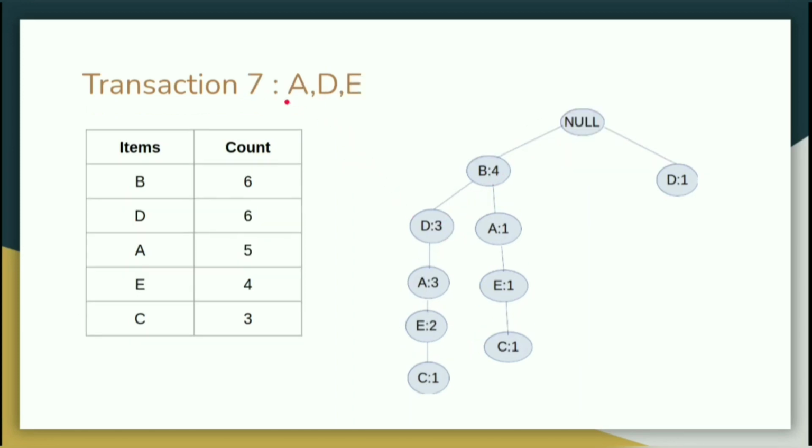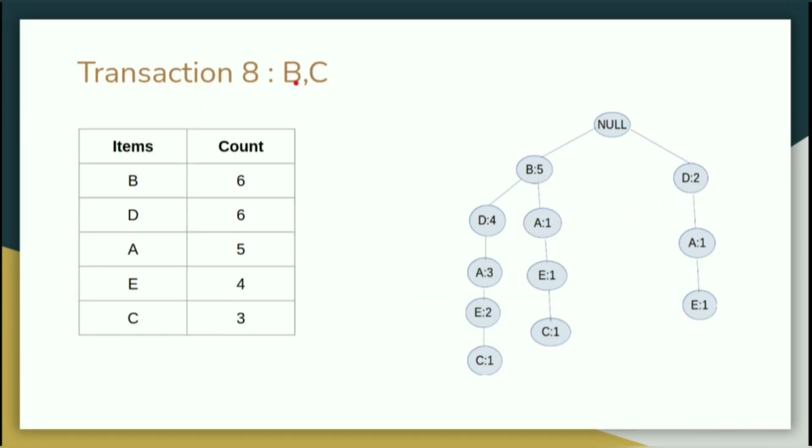Now move on to the next transaction, ADE. After sorting, we will get DAE. So we check whether the root node contains any child named D, yes it contains. D contains the child named A, yes. Does D contain E? No, D does not contain it, so we will create one. Similarly for the E, we will create it and update the count of D.